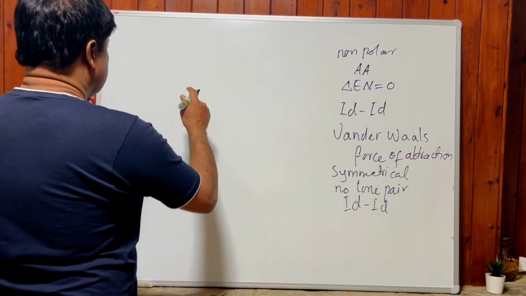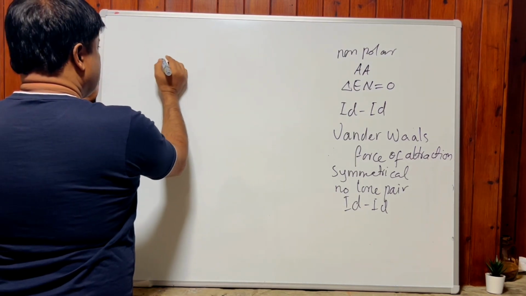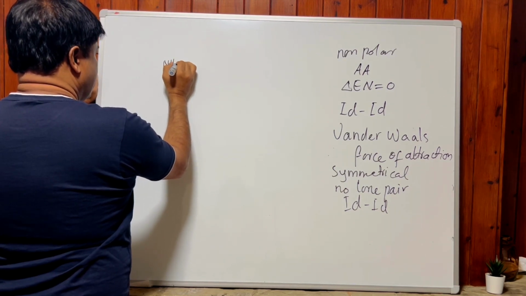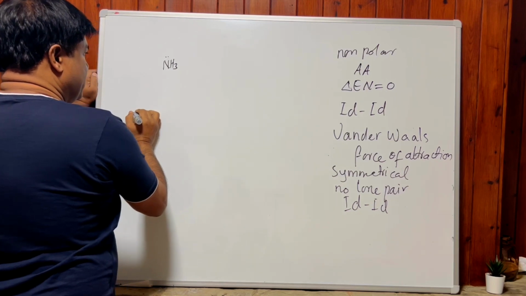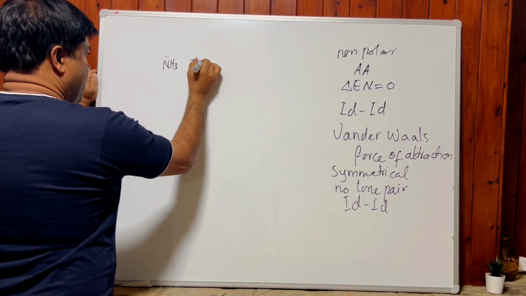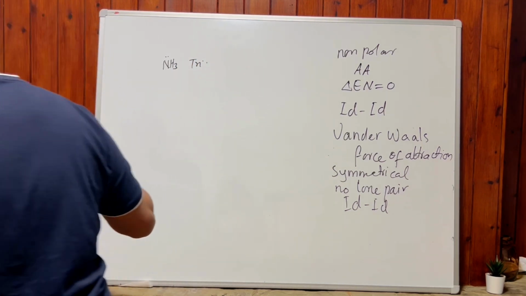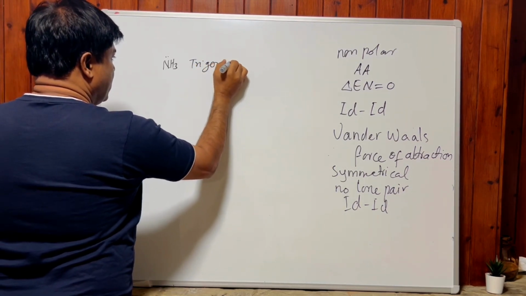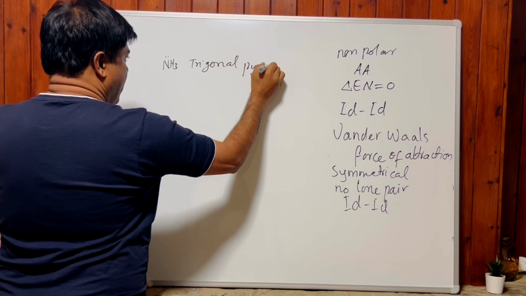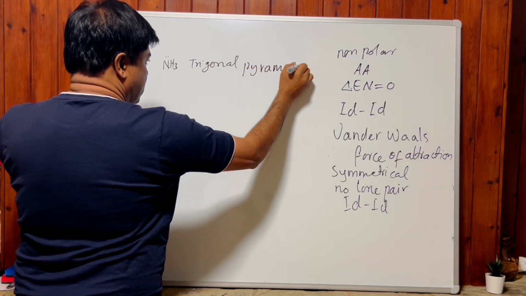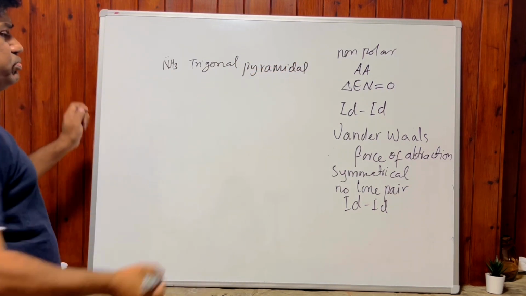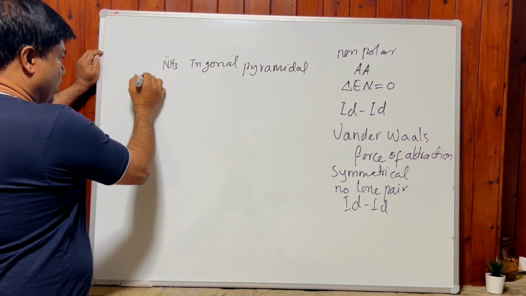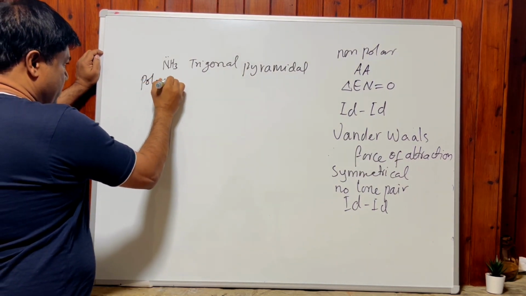Let's start. What are the conditions? Let's start with NH3, trigonal pyramidal. Okay, this is polar. Trigonal pyramidal. I'm talking about the polar molecule with a lone pair. Polar molecule, that's my condition.